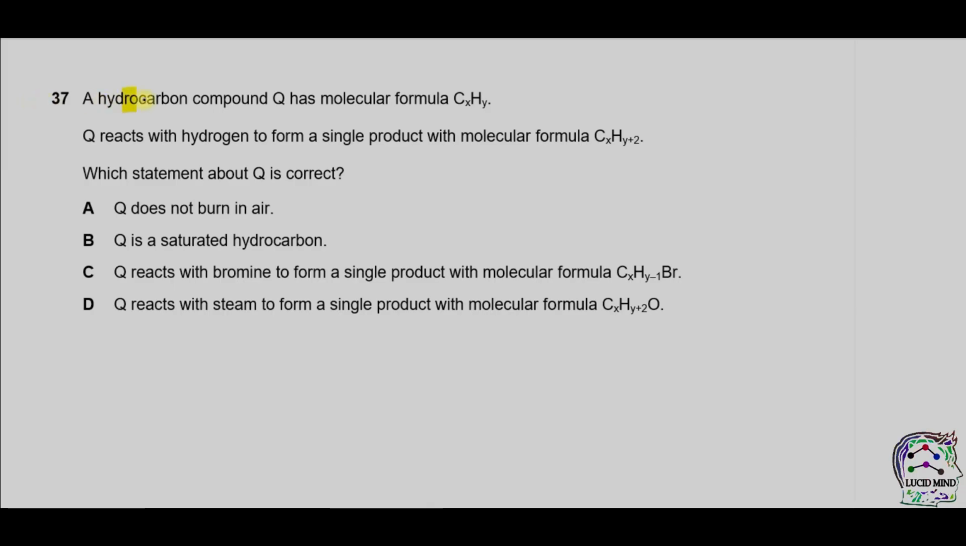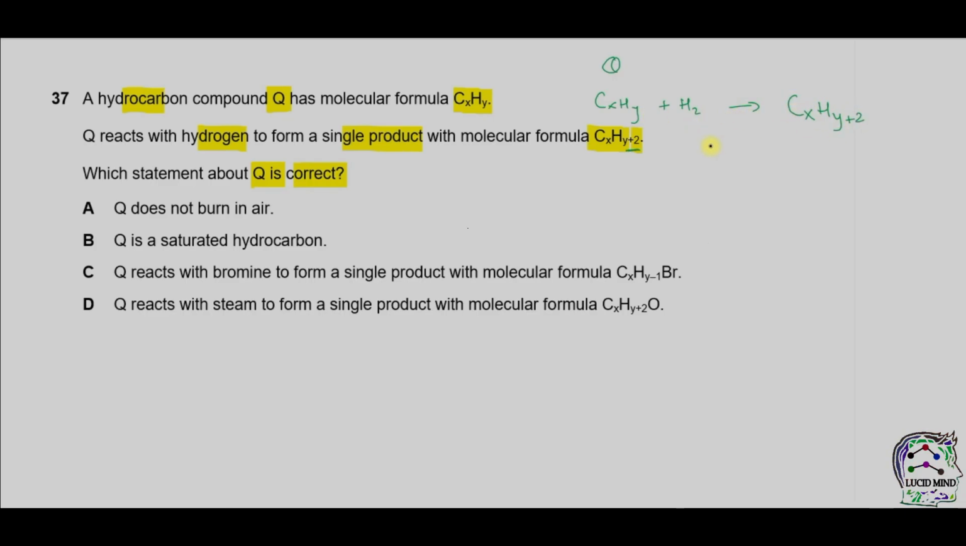Question 37. A hydrocarbon compound Q has the molecular formula CXHY. Q reacts with hydrogen to form a single product with molecular formula CXHY+2. Which statement about Q is correct? Let's first write the chemical equation. We have CXHY, which is represented as Q, plus hydrogen, and these hydrogen atoms are actually added as the formula becomes CXHY+2.